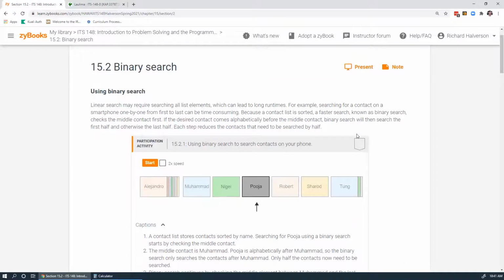Now, binary search is different. A binary search, first of all, takes a list that has to be sorted. It takes advantage of the fact that the list is sorted, and you also know how many elements there are on the list, so you know how to index each one of them. So the indexing is 0 through the number of elements minus 1.